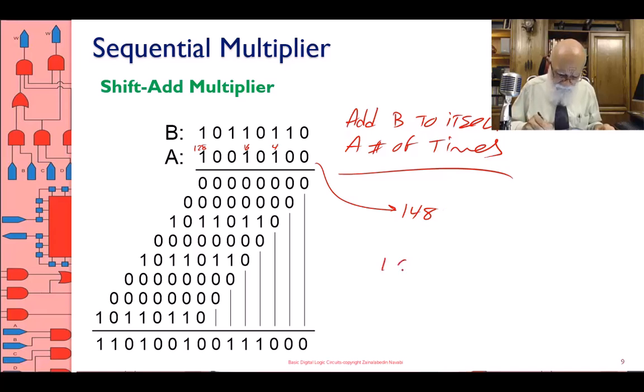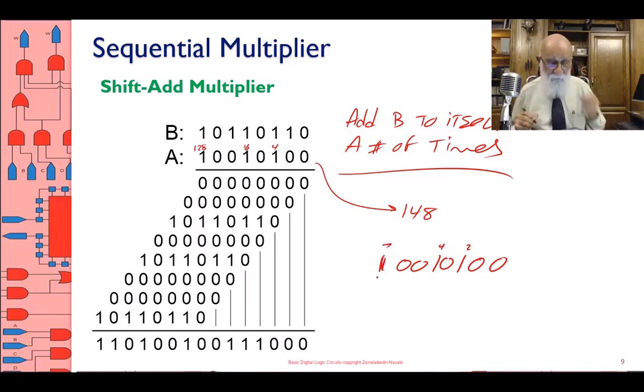A is 1 0 0 1 0 1 0 0, which has a 1 in position 2, a 1 in position 4, and a 1 in position 7. That's why it made it 148. So if I want to do what I did before, I have to add b to itself 148 times. What it means is I have to use 148 clock cycles for performing this multiplication.